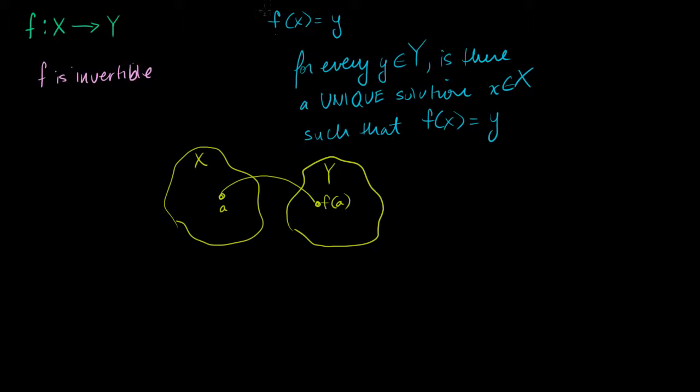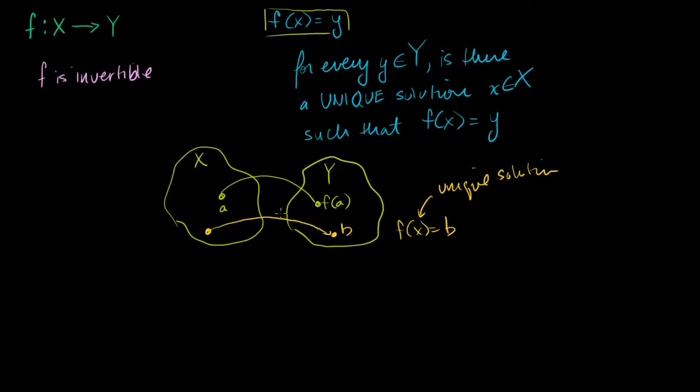Now, I want to look at this equation here, and I want to know that if I can pick any lowercase y in this set y, so let's say I pick something here, let's say that's b, is there a unique solution to the equation f of x is equal to b? So first, is there a solution? Is there some x here that if I apply the transformation f to it, I get there?